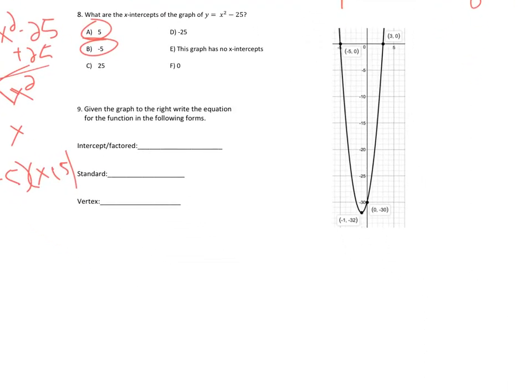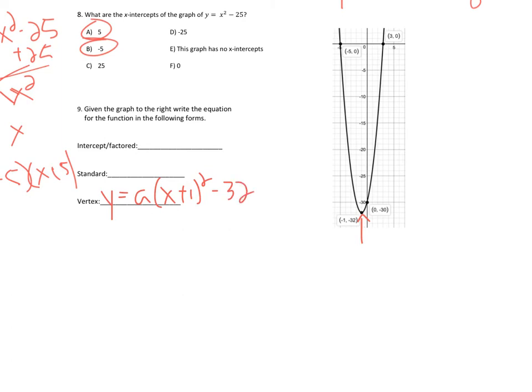All right, so now writing an equation. We're going to do it in all three forms. I like to start with vertex form, and there's my vertex there. So I get y equals our a value, which you don't know yet, and then x plus 1 squared minus 32.